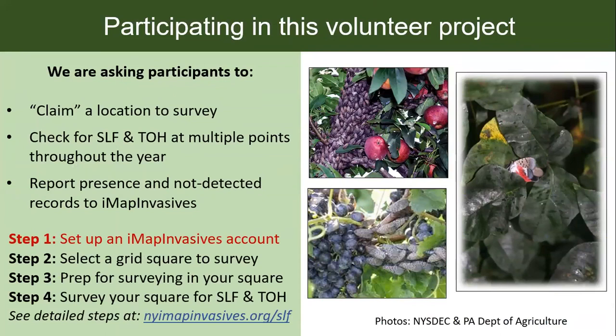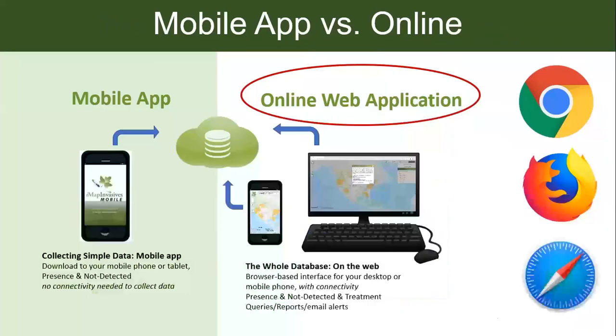So step 1 is setting up an iMapInvasives account. To start, I want to mention that there are 2 main components of iMapInvasives that you will likely use. So there's the online web application. This is where you can access the database and pretty much all of the functionalities of the iMap platform, but you do need to be connected to the internet, of course, because it's an online web application that you get to through your web browser. And those are the recommended browsers on the right-hand side.